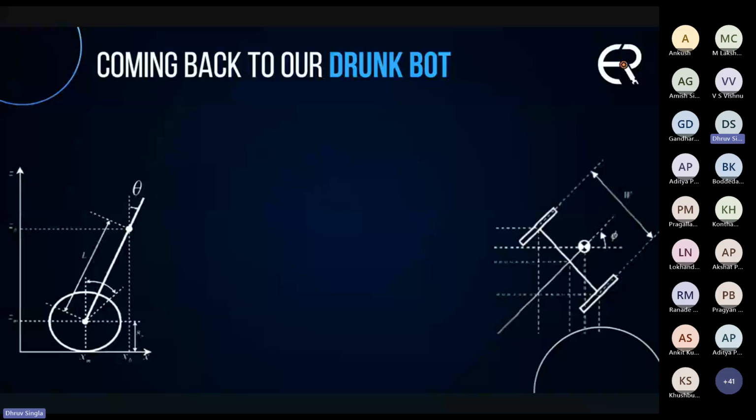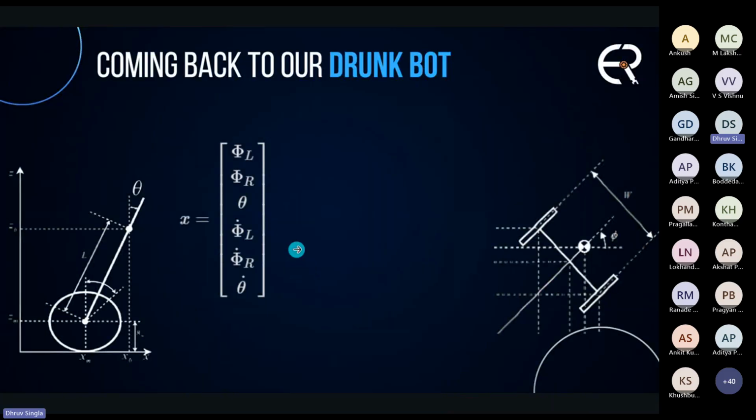Now, first of all, we need to define a state variable for our drunk board. What we are picking is something like this. What are all the terms here? First is phi L, the rotation of the left wing, and phi R is the rotation of the right wing, the angle rotated by the respective wing. Theta is the tilt of the boat. Then we have their respective first order derivatives to check how fast they are changing. These are the variables that determine the position and dynamics of our drunk board.